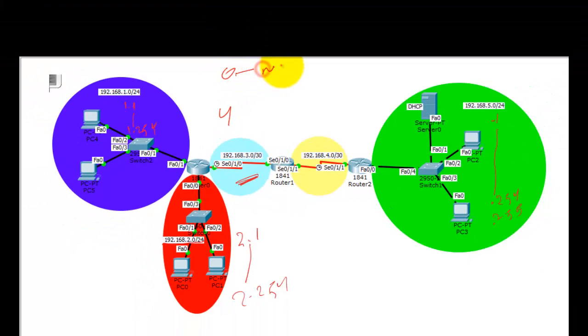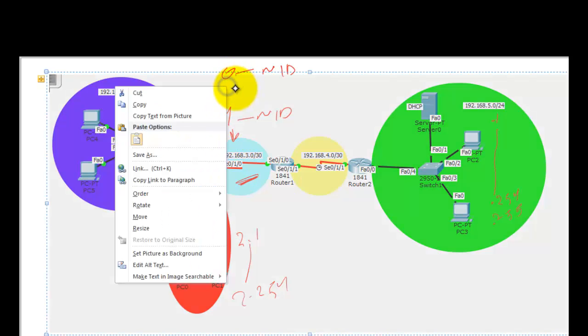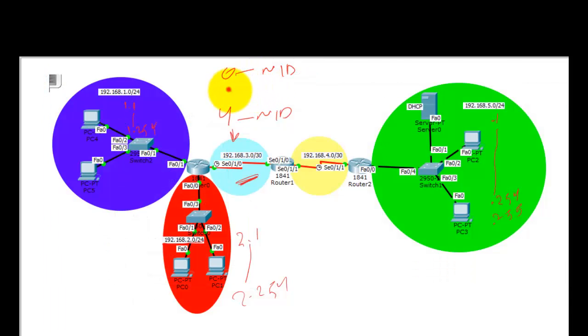.0 is the network ID, and .4 is the network ID for the next block. So here the first usable IP will be .1, and the second one will be .2. .3 is going to be the broadcast IP. So we have two usable IPs, which are .1 and .2.